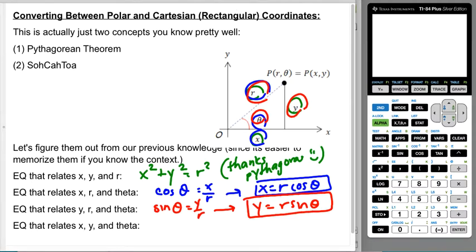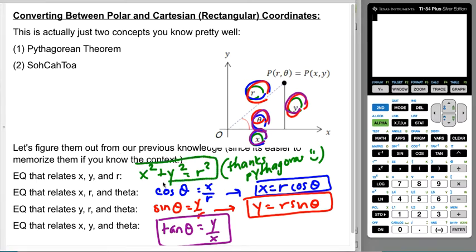And the last one is one that relates x and y and theta, right? Well, x and y and theta, that's going to be tangent, right? So the tangent of theta is y over x, and that's the other equation. So the equations that you could need to convert between rectangular and polar or vice versa are all things that you learned in sort of basic geometry.